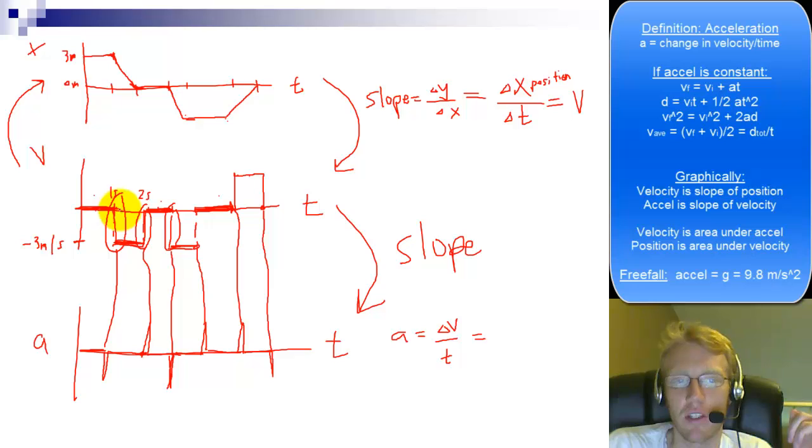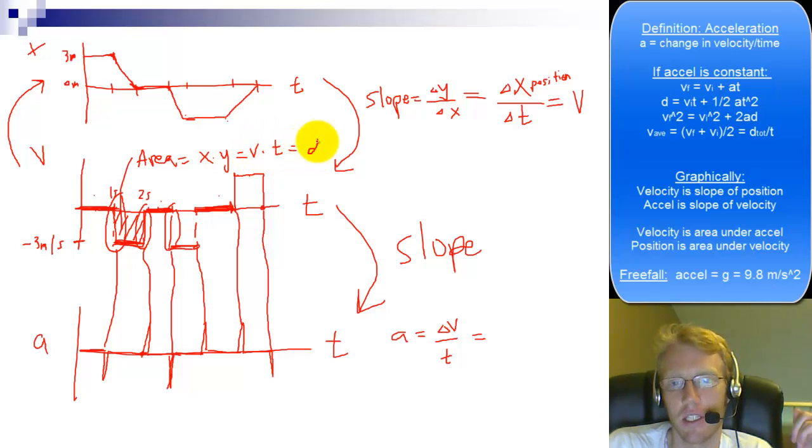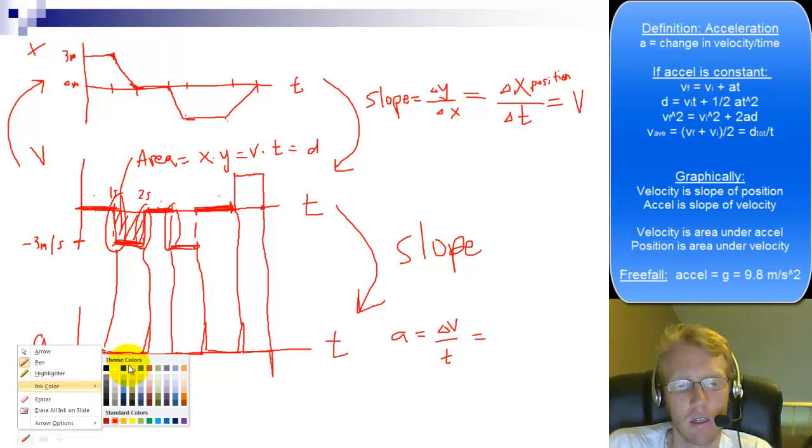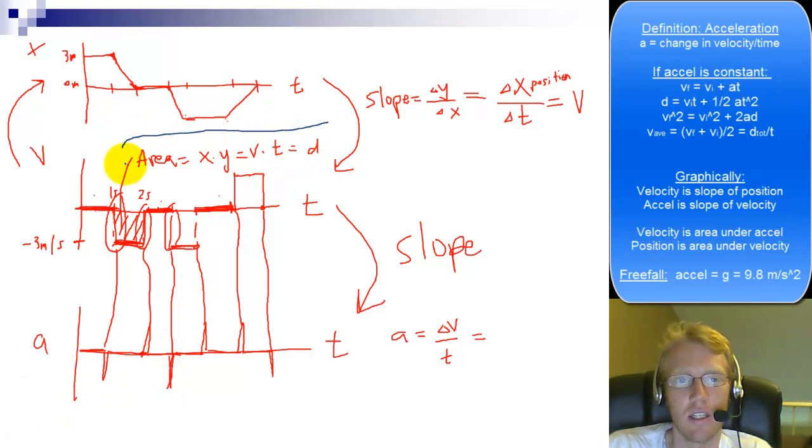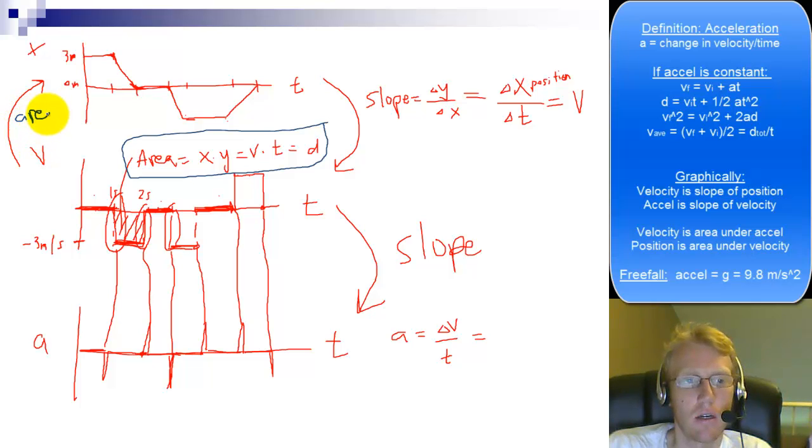And so what this turns out to be is, if these are rectangles, or even if they're not, the area here is x times y, which is velocity times time, which is distance. So the distance, I know this is getting messy, I apologize, let me change colors. The distance here is the area under the curve.